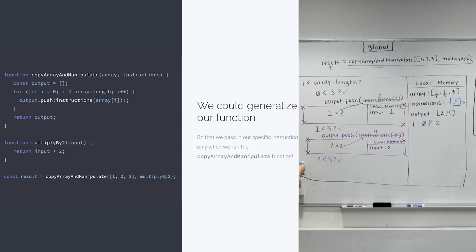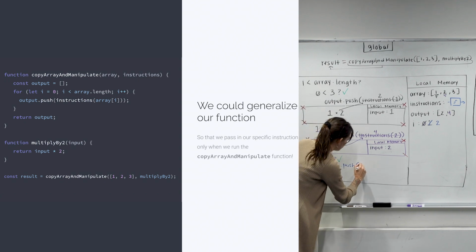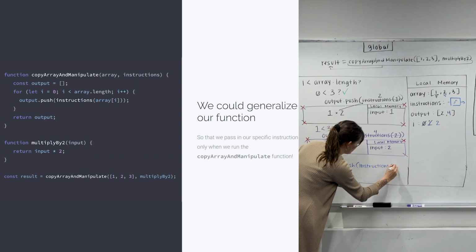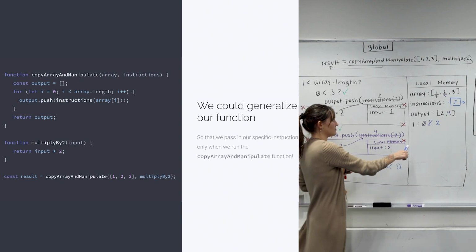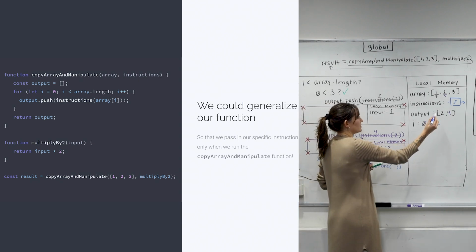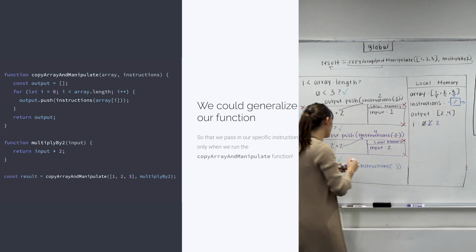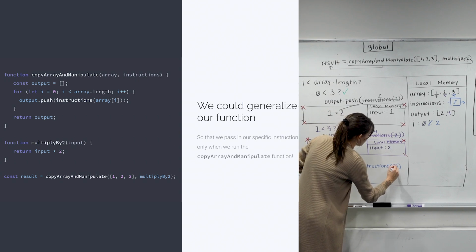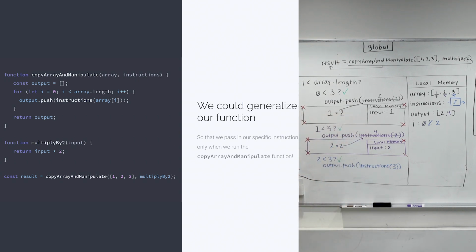Cool. So we've met our condition. Now what do we do? We're pushing the inputs, which is instructions, multiply by 2, with the inputs of array index 2, which is 3. Absolutely. So what you could say is we're pushing the evaluated result of invoking instructions, passing in array at the index of 2, which is 3. I know that that's a mouthful, but yeah, you could say that. Okay, cool. So we've invoked instructions passing in 3.